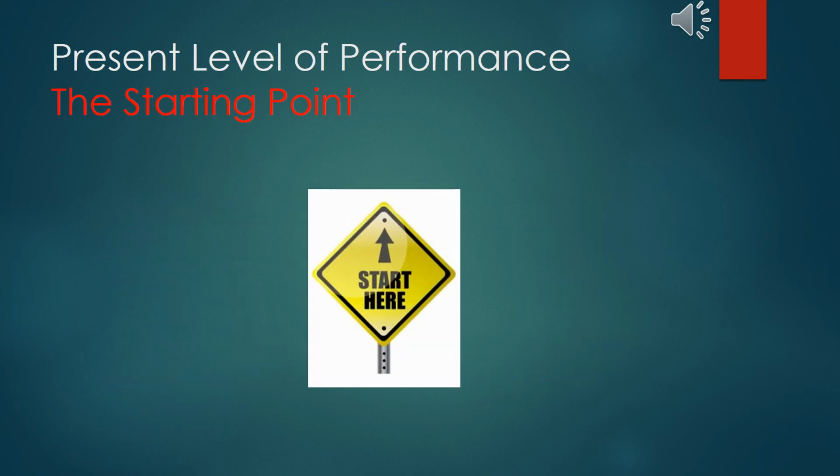The present level of performance in an IEP provides us with our starting points or our baselines. This part of our IEP should tell us where our students are performing. Furthermore, all the goals in the IEP should be based directly on information in the present level of performance. If an IEP does not have a good present level of performance, it is impossible to have an appropriate IEP.